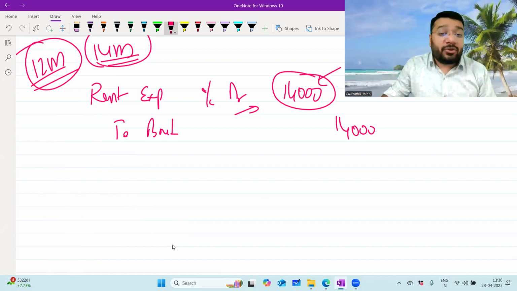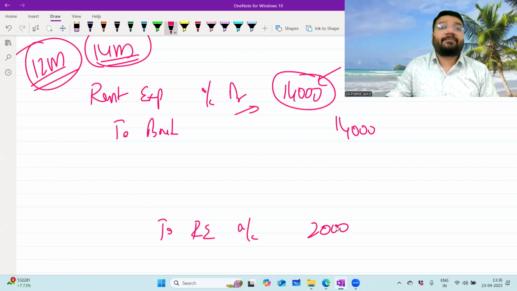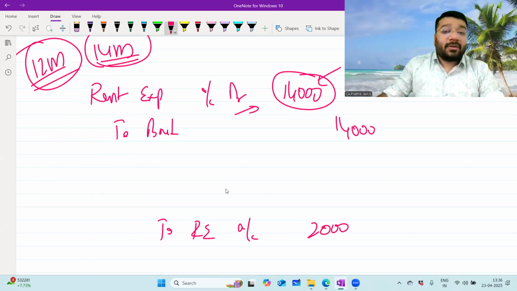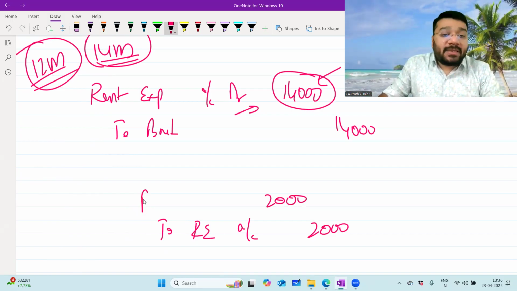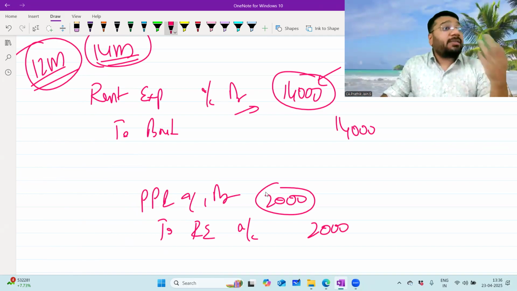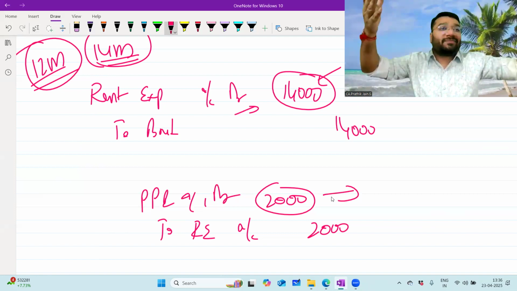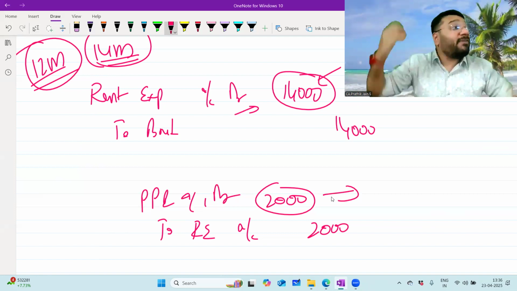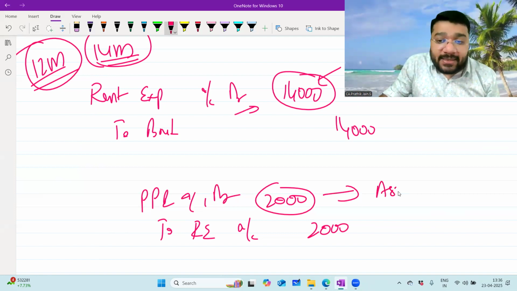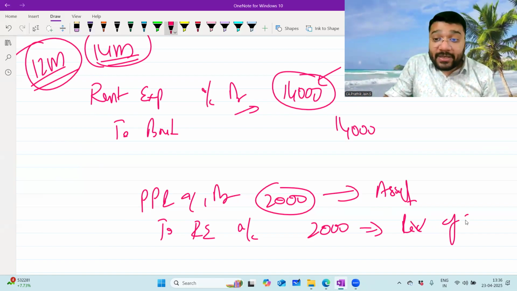So this 2-month expenditure is extra. So to remove it, what am I supposed to do? Credit rent expenses 2,000. Debit what? Prepaid expenses or prepaid rent account. Why is it debited? Because this is an asset. Why is this an asset? I'm going to get 2,000 worth of service in future. Anything that I receive in future is an asset. So this is your asset, and this is the reversal of expense. Very good.